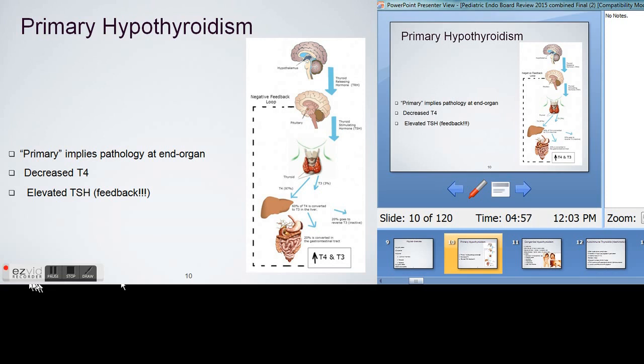So hypothyroidism, if we have a primary problem, it implies that the thyroid gland is the problem. It cannot make sufficient thyroid hormone. In that case, we'll have a decrease in the T4 production, and the TSH will be elevated by feedback.